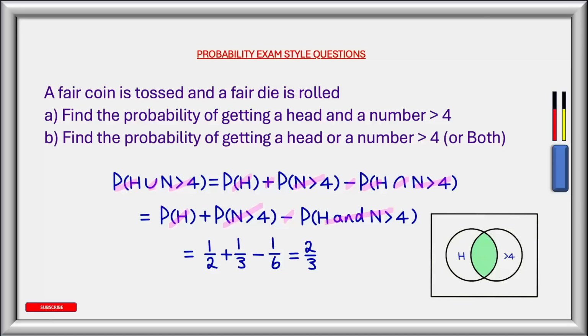And we know these probabilities from part A. So the probability of flipping a head is 1/2, plus the probability of rolling a number greater than 4 is 1/3, minus the probability of flipping a head and rolling a number greater than 4 is 1/6. And this gives us a total probability of 2/3. So the probability of getting a head or a number greater than 4 or both is 2/3.